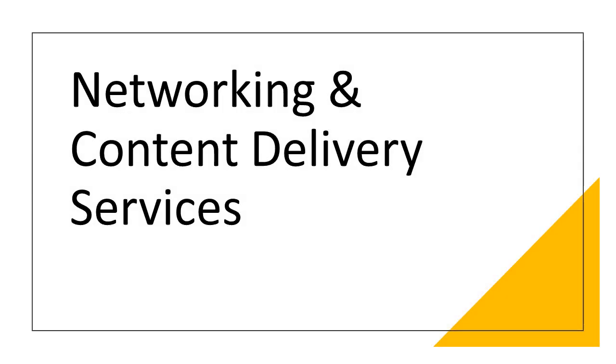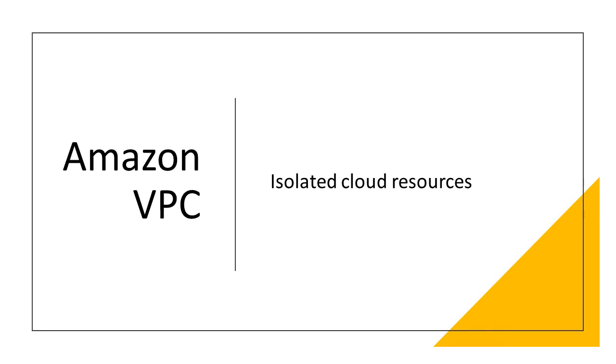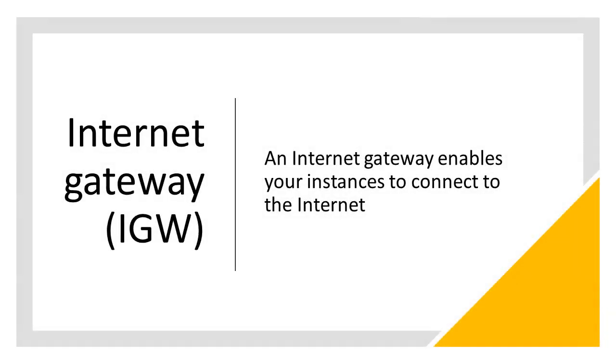Now, we will go through the AWS services related to networking and content delivery. Amazon VPC Service. Amazon Virtual Private Cloud, VPC, is a service that lets you launch AWS resources in a logically isolated virtual network that you define. Internet Gateway, IGW, Service. An Internet Gateway is a horizontally scaled, redundant, and highly available VPC component that allows communication between your VPC and the Internet.